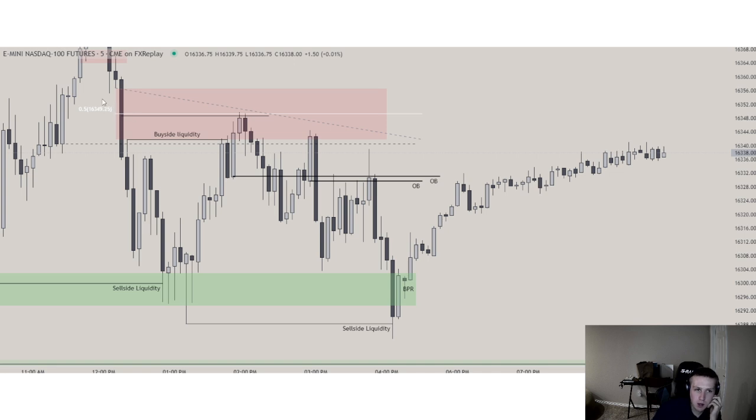Sorry, I never referred to this, but this is constant encroachment of this 5-minute fair value gap. Notice how well we respect that. If price does want to displace lower, if we do want to respect this, we should hold constant encroachment of this. We don't even want to see this whole thing get filled in.